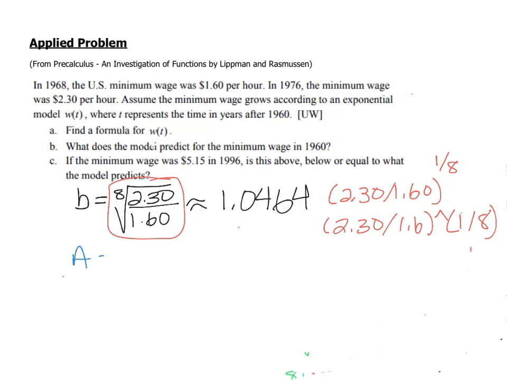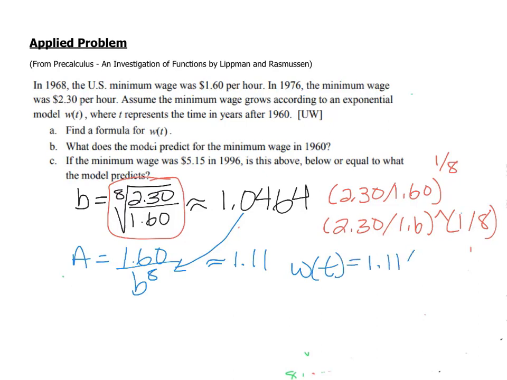To find our value of A, remember that our A was equal to 1.60 divided by B to the 8th, so you're just going to have to store that value and then substitute it in there. And our A value is approximately 1.11. So my function, W of t, looks like about 1.11 times 1.0464 to the t. There's my function that I was looking for.